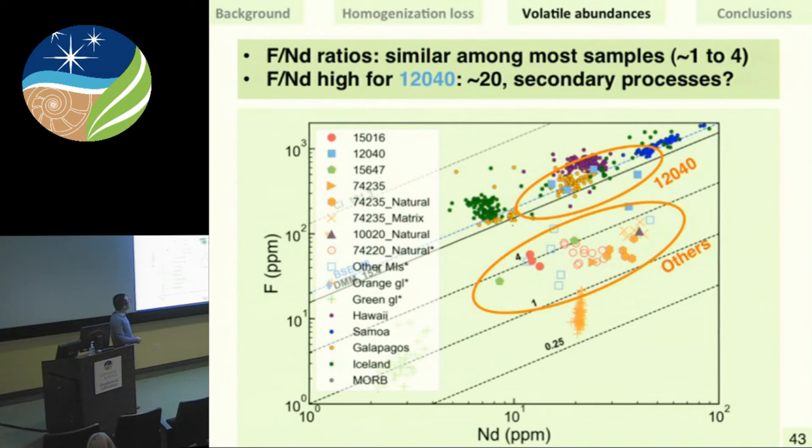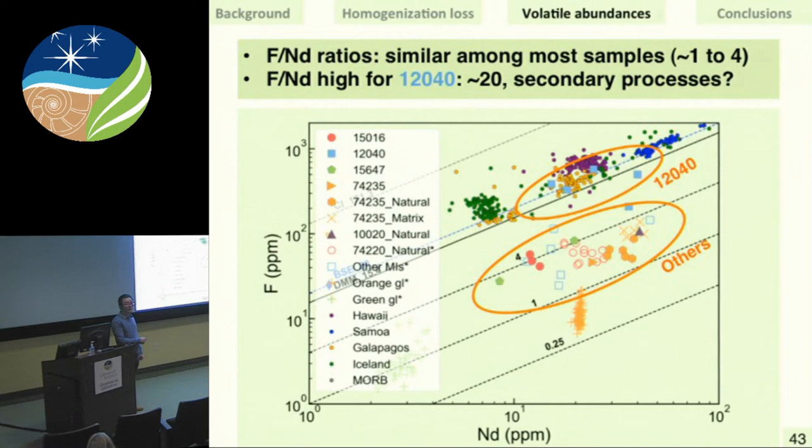So how about other volatiles? 74-220 has high water serum ratios compared to other lunar samples, but does it have higher fluorine, chlorine, or sulfur compared to other lunar samples? The answer is no. So in this diagram, we plot fluorine versus neodymium. Data from 74-220 are plotted as red open circles in here. You can see that they correlate with other lunar samples fairly well.